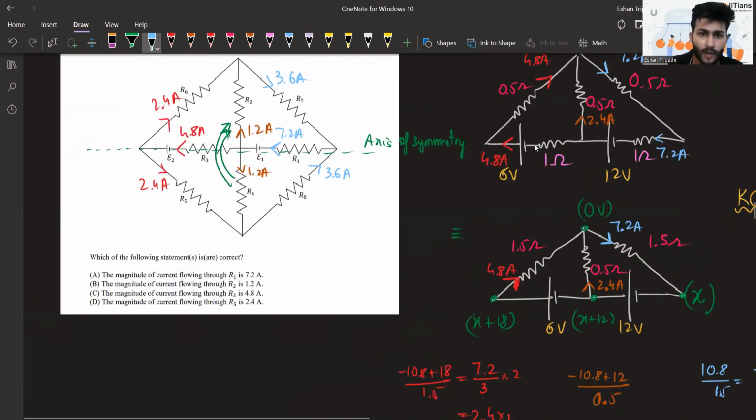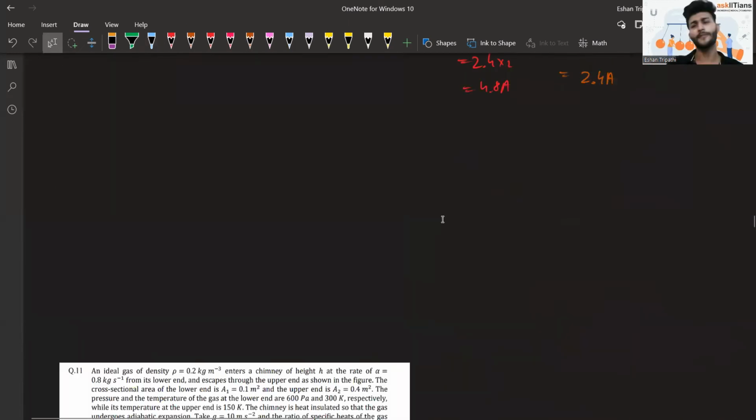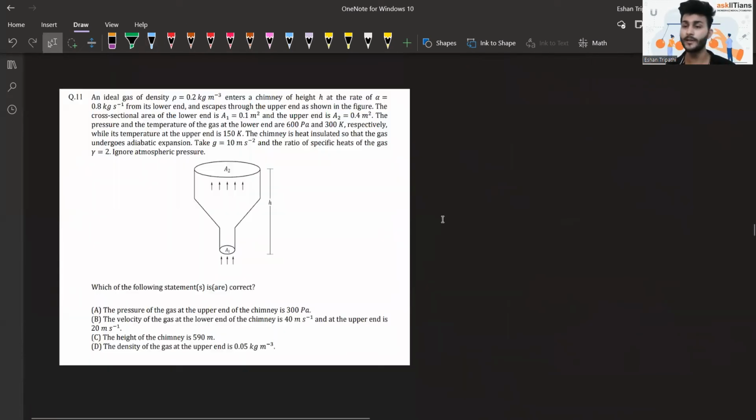R1, the current through R1 comes out to be 7.2. That's correct. Through R2, current is 1.2. This also is correct. The magnitude current through R3 is 4.8. That also is right. The magnitude current in R5, 2.4. Yes, all four of them are correct. And that is the correct answer. So this is how we have to be careful. We may have different methods of solving it, like our own calculations, our own steps, our own assumptions, but everything in the end will give the right answer.